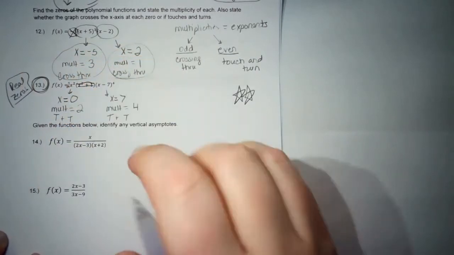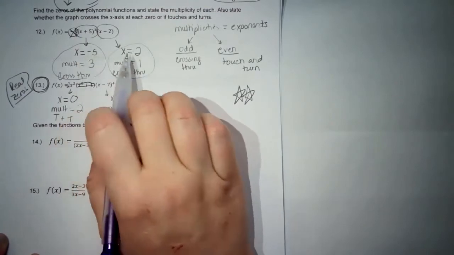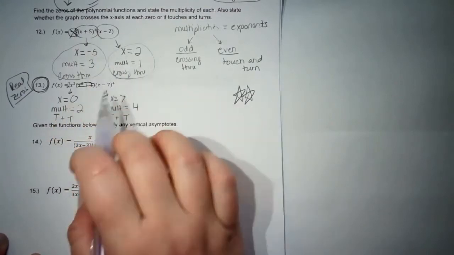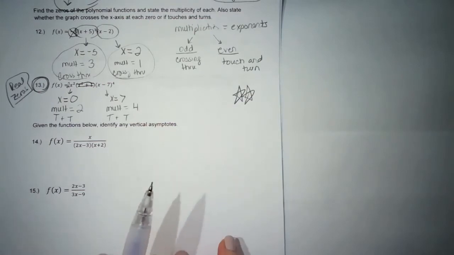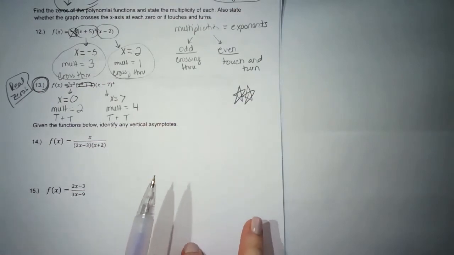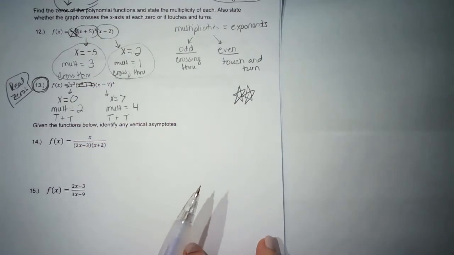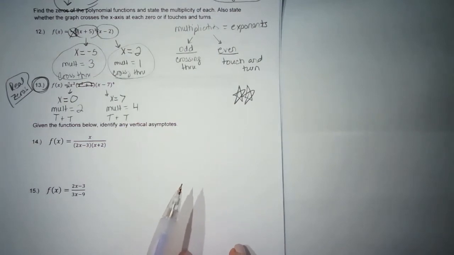Now it's a terrible coincidence that it looks like both zeros here were crossing and both zeros here were touching and turning. Yours on your test, I think, is a mix. I think one zero is a cross through and one zero is a touch and turn. And then you have those imaginary ones that you're not going to use. Is everybody okay on that?